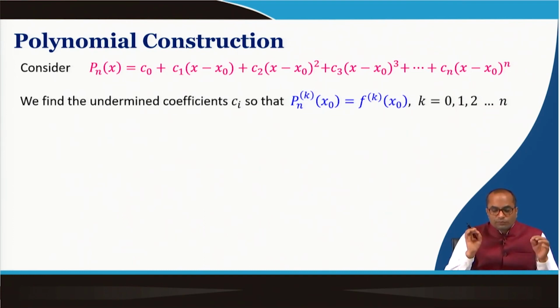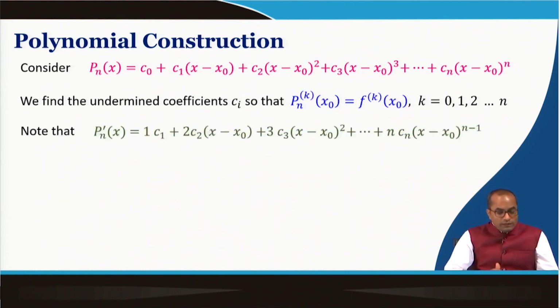So we have fixed one point x naught, and we have these n plus 1 conditions, and then we want to get these coefficients. We want to determine these coefficients Ci. Well, so we get the derivative. So the first order derivative of this polynomial, it is easy.